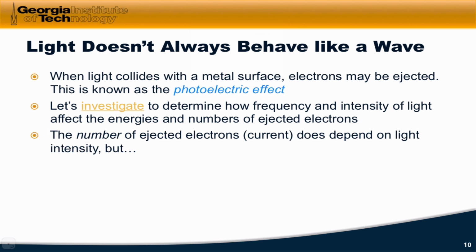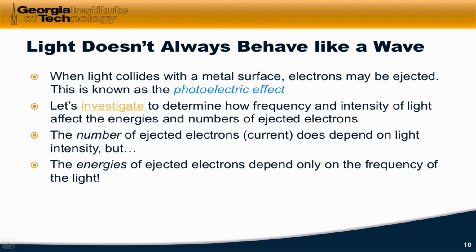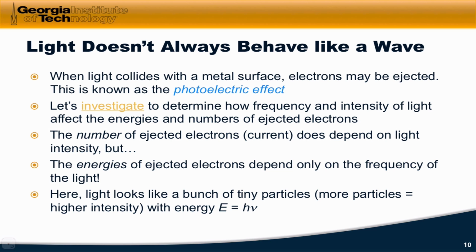So the number of ejected electrons does depend on light intensity, but the energies of those electrons depend only on the frequency of the light. And a good way to think about light in the context of this experiment is as a whole bunch of particles. Each particle of light has the potential to knock an electron from an atom in the metal, but it can only do that if its energy is large enough. And its energy appears to be related linearly, like we saw in the graph, to its frequency.